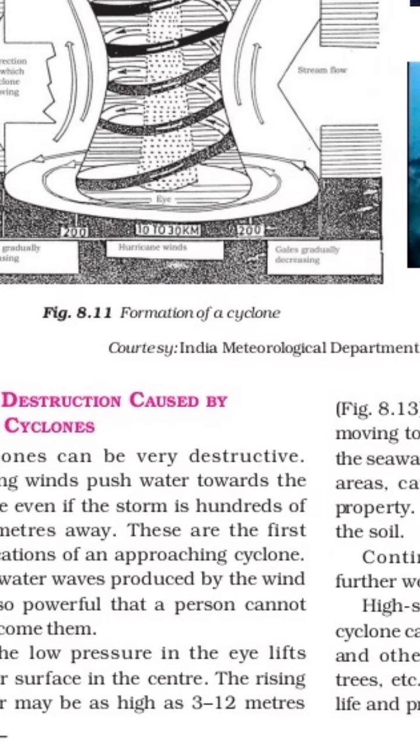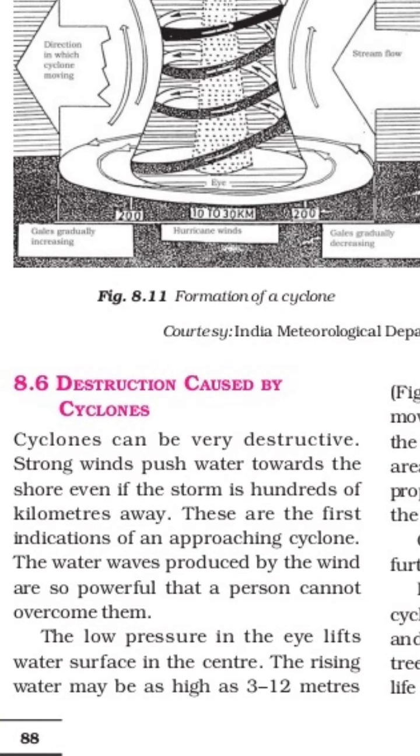Now the next part, destruction caused by cyclone. Cyclones can be very destructive. Strong winds push water towards the shore even if the storm is hundreds of kilometers away. Cyclone is a very destructive natural disaster. Because of the heavy wind speed, the wind pushes the water towards the shore, even when the storm is hundreds of kilometers away from the shore.